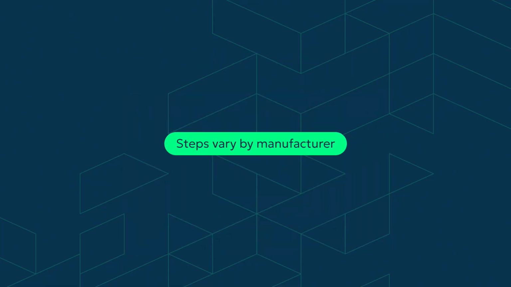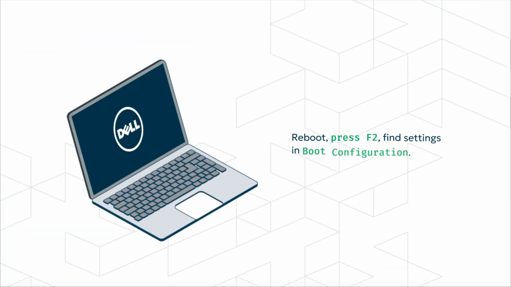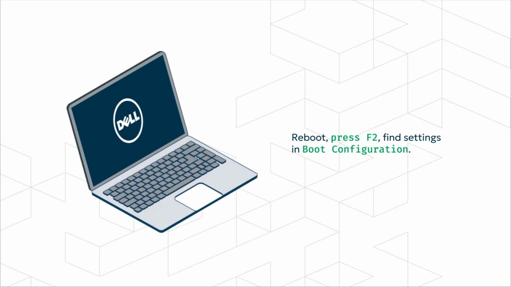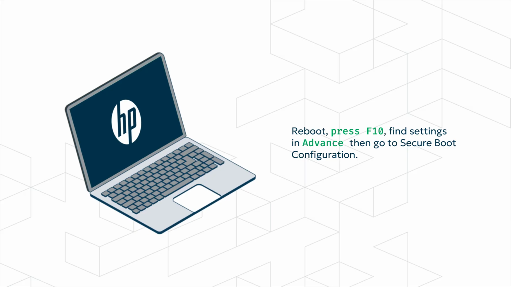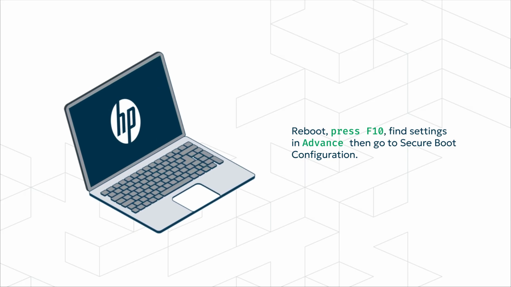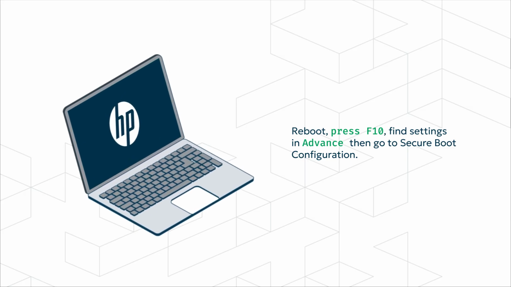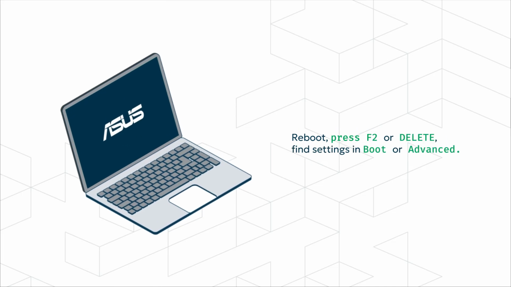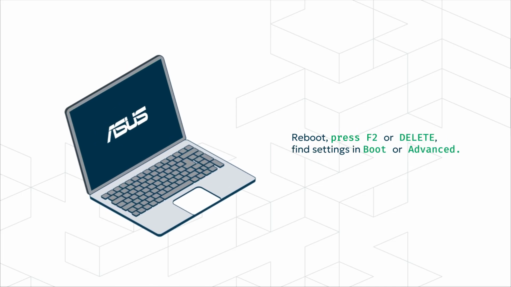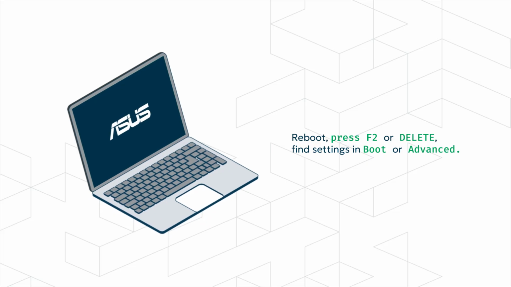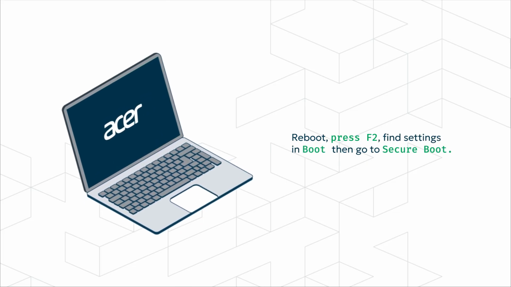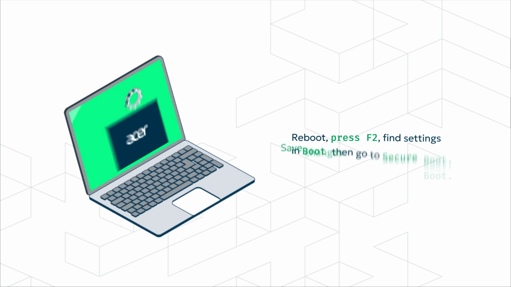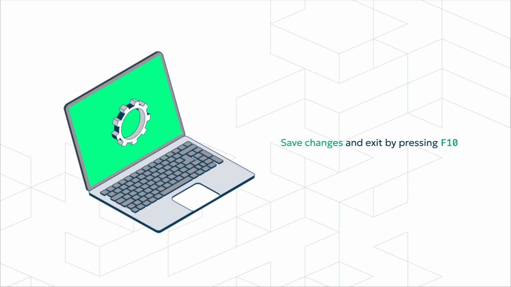Steps vary by manufacturer. Dell: reboot, press F2, find settings in Boot Configuration. HP: reboot, press F10, find settings in Advanced, then go to Secure Boot Configuration. Asus: reboot, press F2 or Delete, find settings in Boot or Advanced. Acer: reboot, press F2, find settings in Boot, then go to Secure Boot. Always save changes and exit by pressing F10.